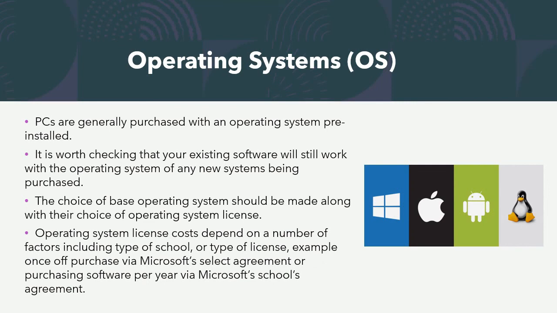Operating system license costs depend on a number of factors, including type of school or type of license. Example, once purchased via Microsoft's Select Agreement, or purchasing software per year via Microsoft Schools Agreement. Again, for Microsoft, there should be a license to be called genuine.